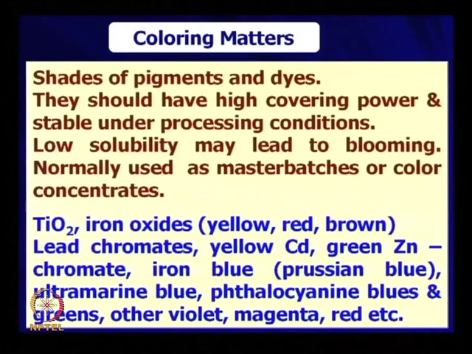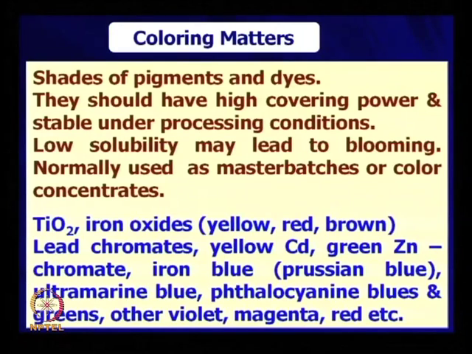Titanium dioxide, iron oxide, it may be yellow iron oxide, red iron oxide, brown iron oxide, lead chromates, yellow and red chromates, yellow cadmium, green zinc chromate, iron blue, Prussian blue, ultramarine blue, phthalocyanine blue, blue and greens, other violets, magenta, red color, etcetera. These are available and these are used for coloring of polymers. Not only that, say colors of paints and surface coatings, Asian Paints, Berger Paints, they are competing with each other for different color shadings, for coloring of your interior wall, outside wall, or coloring of any other object. So, all of those contain these coloring pigments or dyes.